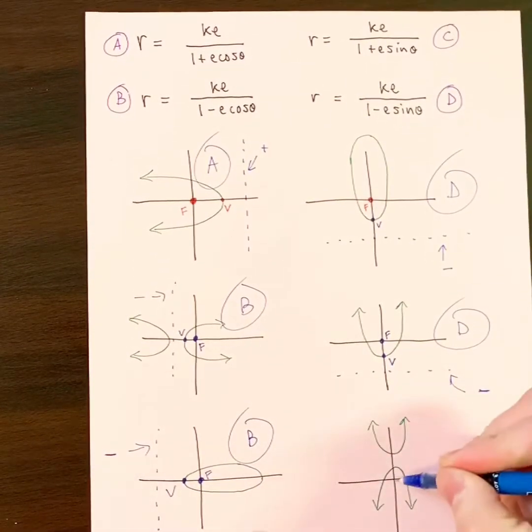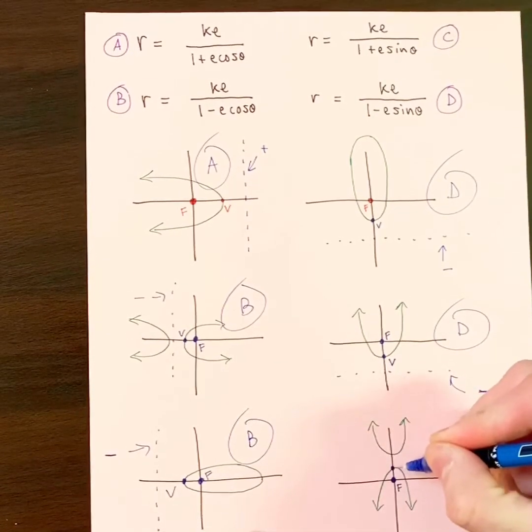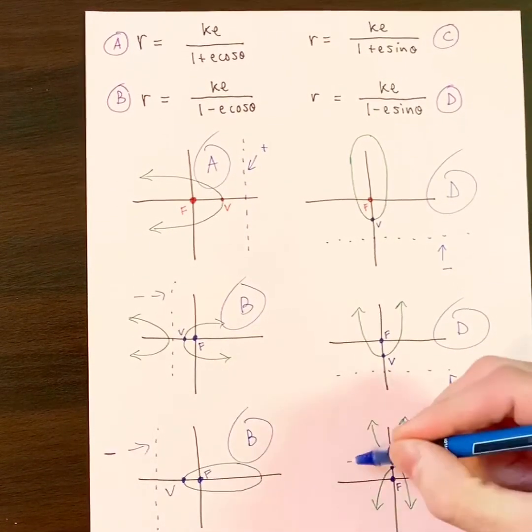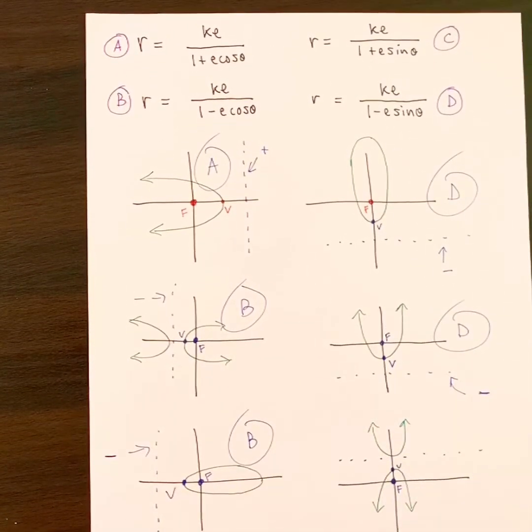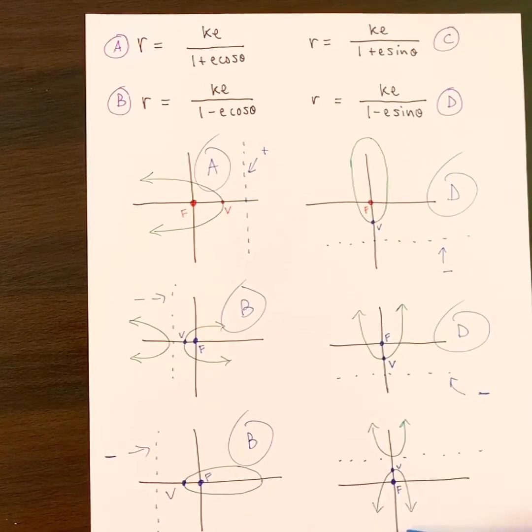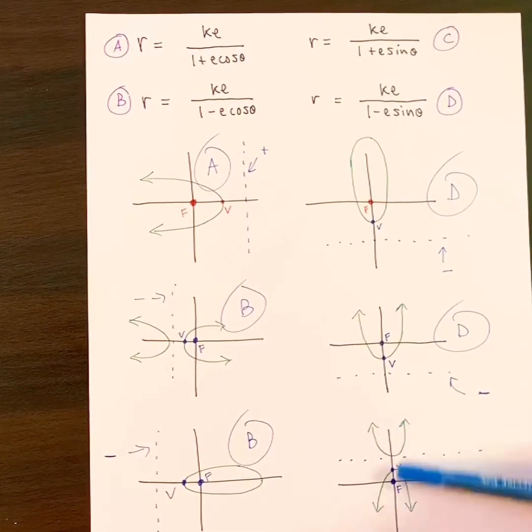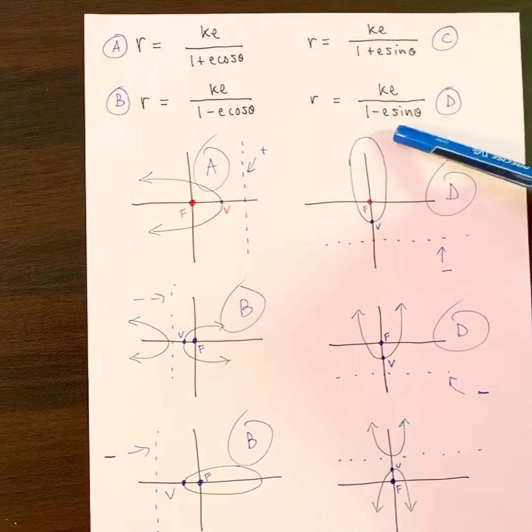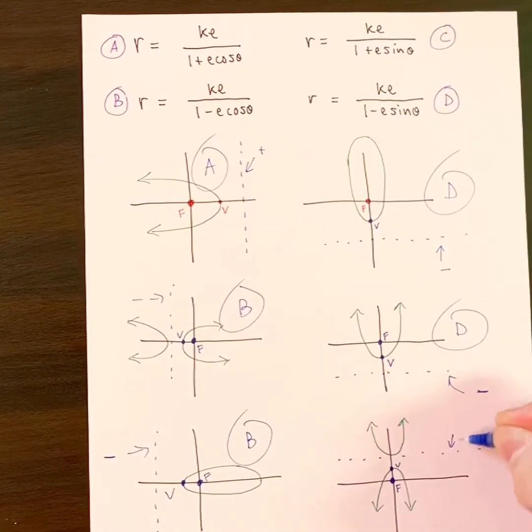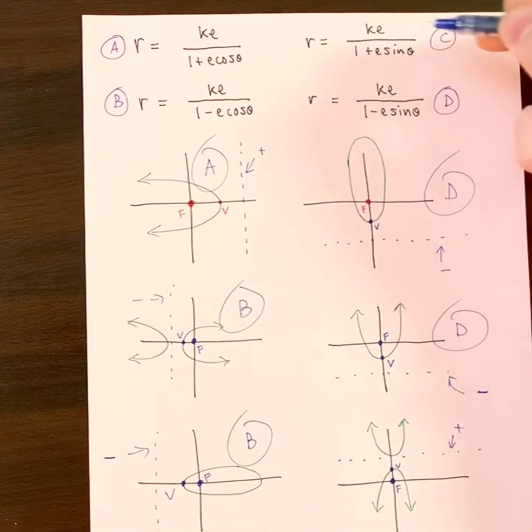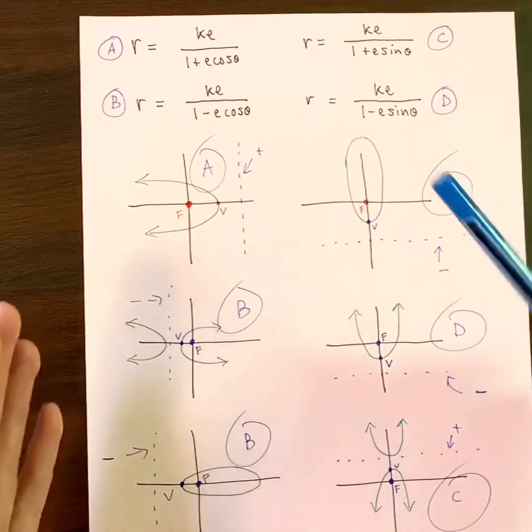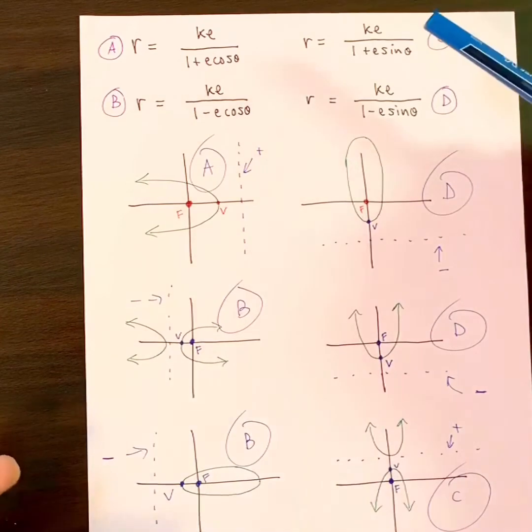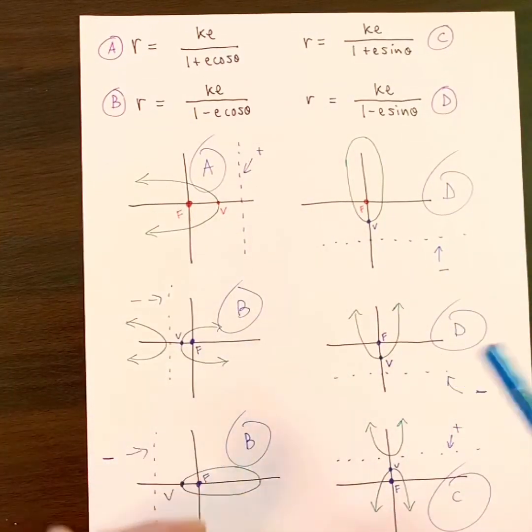And then how about this one here? So here at the origin, I have a focus. Here is my vertex. And that implies that the directrix is somewhere on this side. Now this hyperbola opens vertically. And since this hyperbola opens vertically, it's one of the sines. And this directrix is positive. So I would use this formula here for C, okay? So that's how you decide which of the four equations to use if all you're given is a picture.